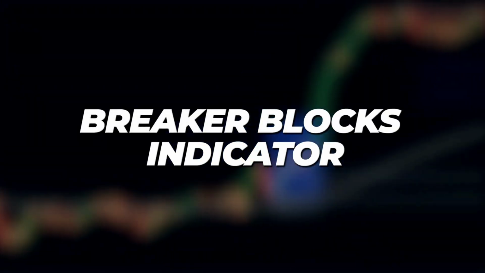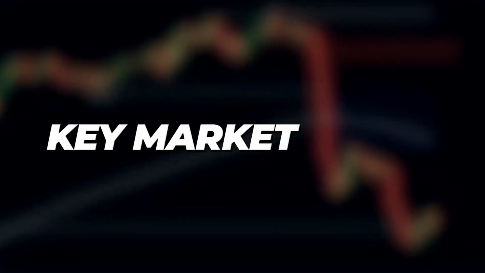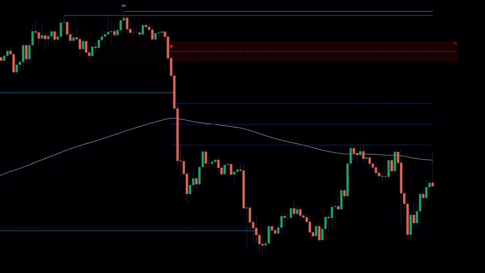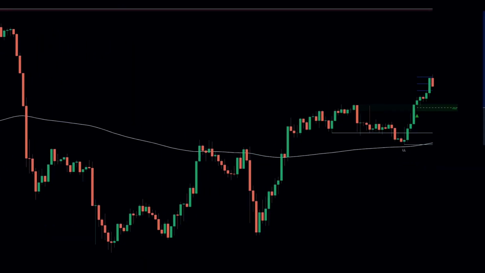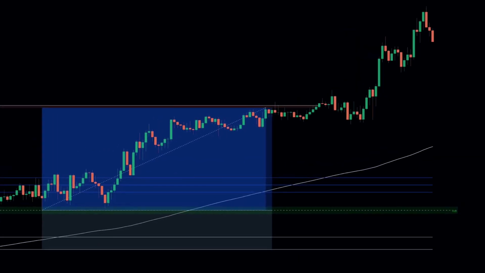To sum it up, the breaker block indicator by LuxAlgo is a great tool for spotting market shifts. Waiting for price to retest the breaker block after a breakout confirms the entry, while the 200 EMA helps validate the trend for more accurate trades.